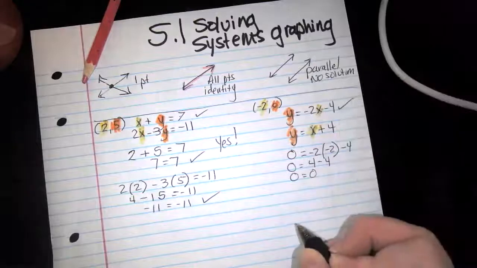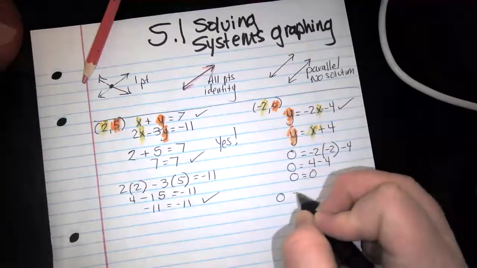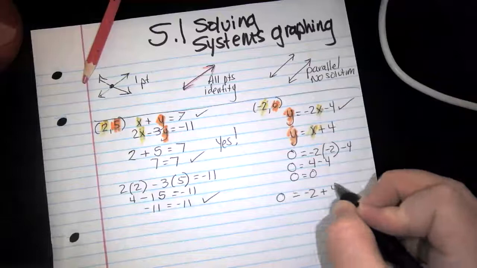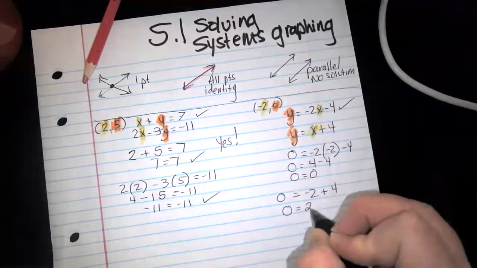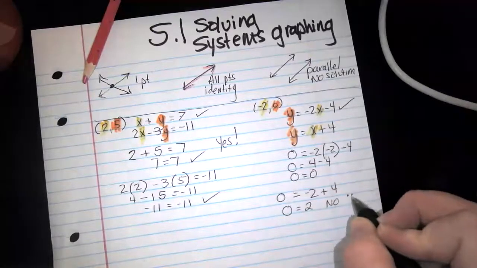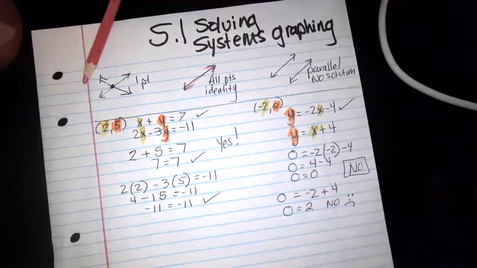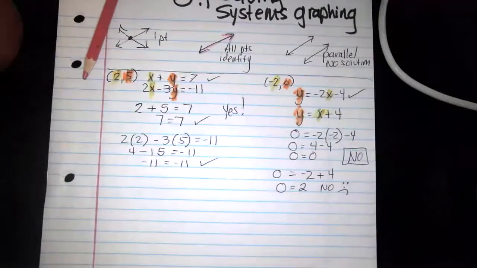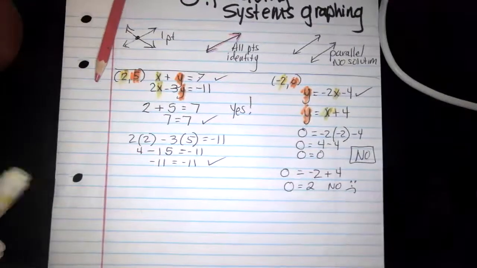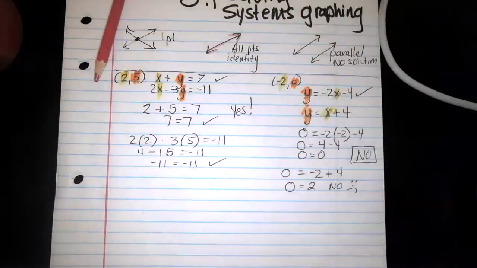That's good. All right, the next one: 0 equals negative 2 plus 4. That would be 2. Ooh, no, sad face. So this answer would be no. This is not a solution. You can't have one and not the other. So that's the first step.